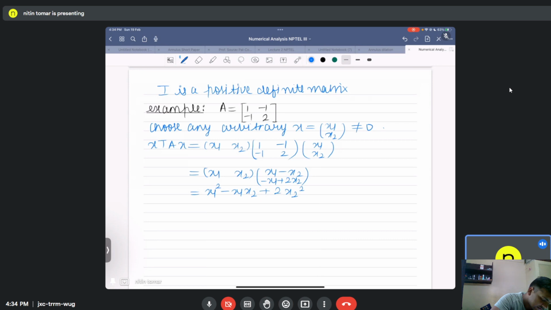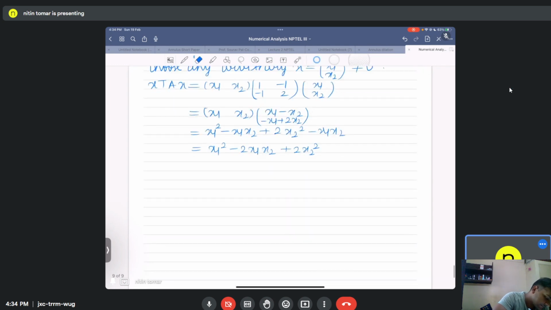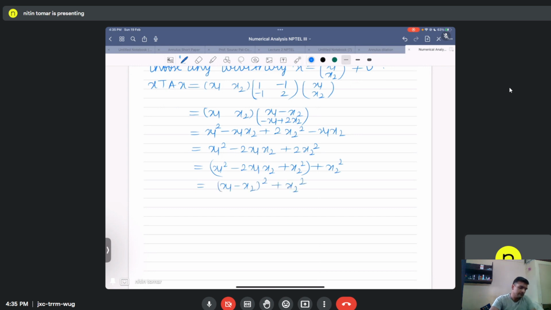So you will have one minus x1 x2 term extra, correct? Now what is it? It is x1 square minus 2x1 x2 plus 2x2 square, correct? Can I write it as x1 square minus 2x1 x2 plus x2 square, and then plus x2 square, right? So x1 minus x2 squared plus x2 squared. Now tell me, will it be strictly positive?